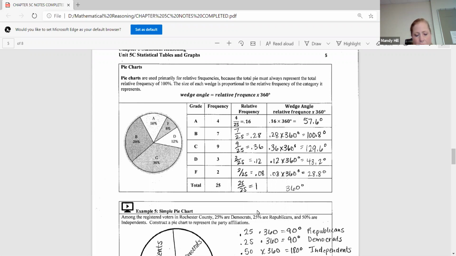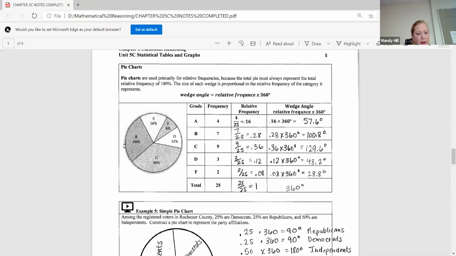So when you want to draw a circle graph, you have to figure out how many degrees of the circle is taken up by each one of these things. There's 360 degrees in a circle. So they took their relative frequency, 0.16, times 360 to get 57.6 degrees. Okay, 7 divided by 25, they got 0.28, so they multiplied by 360 to get how many degrees that would take up.